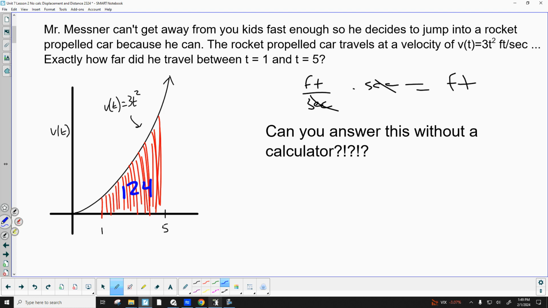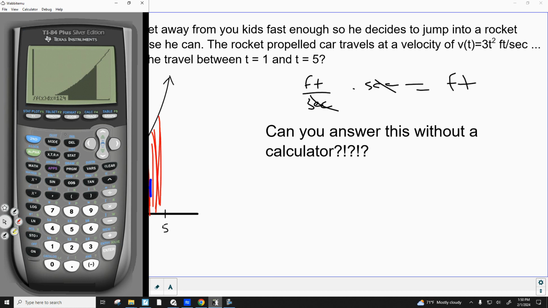Did we get this answer without a calculator? Well, the answer is yes. And the way we do it is kind of hinted at in the symbol that the calculator used. What is the symbol that your calculator uses to accumulate? An integral, which you know of as an antiderivative.